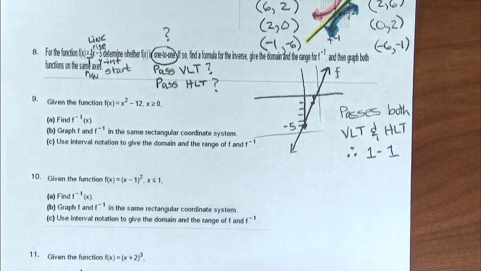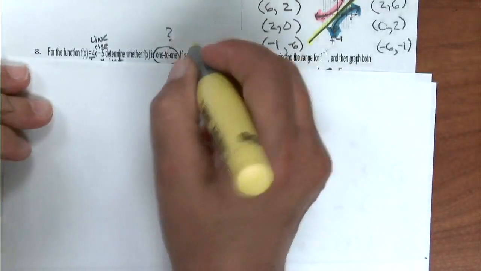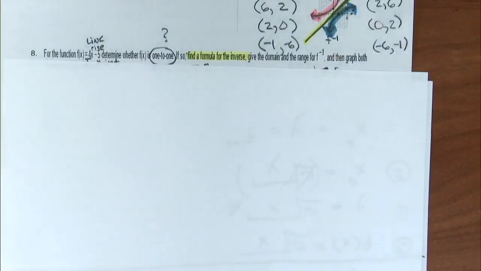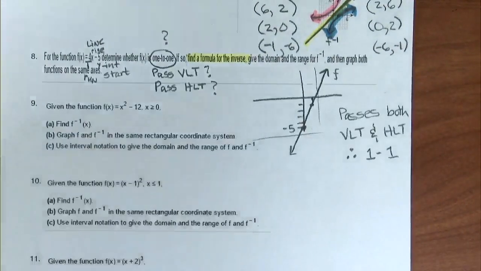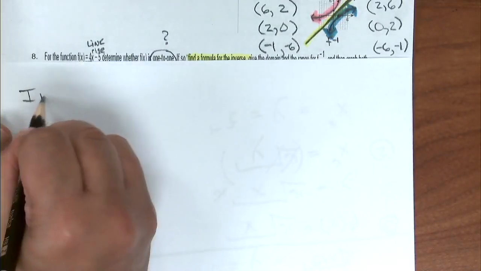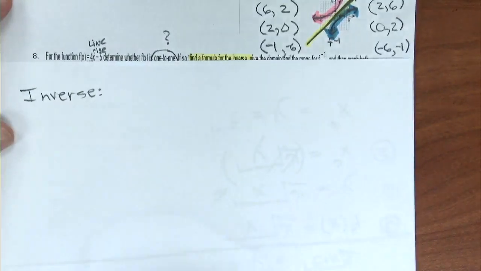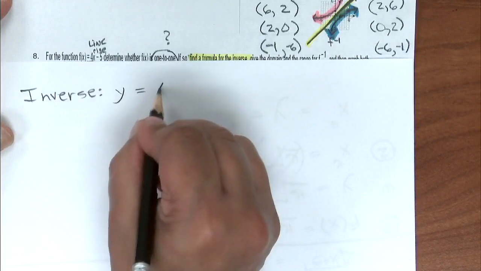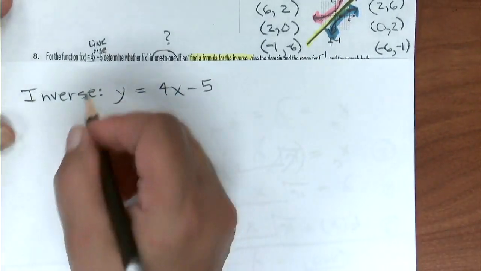Okay, so find a formula. I'm on to this part now. I should have said it in A, B, and C format so it's not so confusing. But I'm doing that part right in the middle there, finding the inverse. Okay, let's go grab the original function, which was y is equal to 4x minus 5. We've practiced this quite a bit.